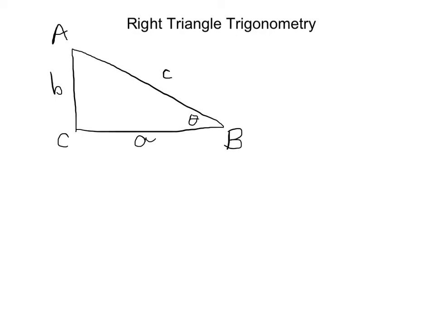Let's not forget what the Pythagorean theorem says, because that's going to be very important. And we know that a squared plus b squared is equal to c squared. So that's all we need right now to actually define the 6 trigonometric functions based upon the ratios of the sides of a right triangle.